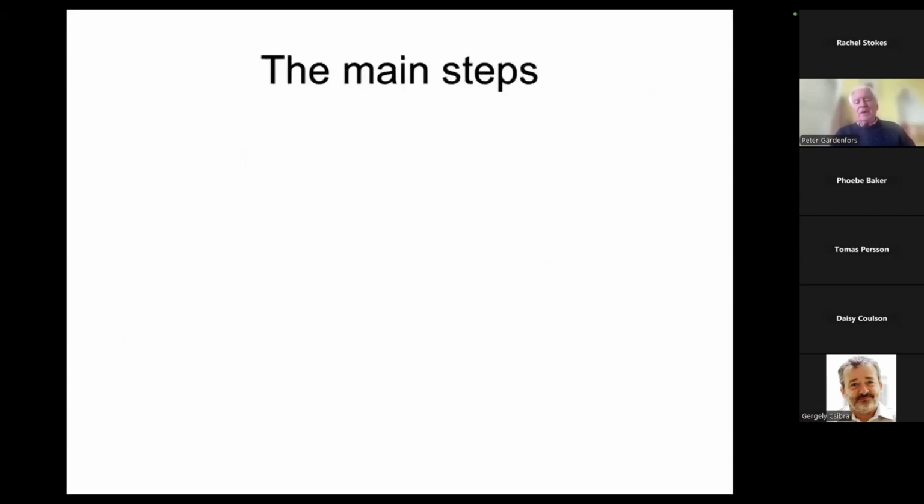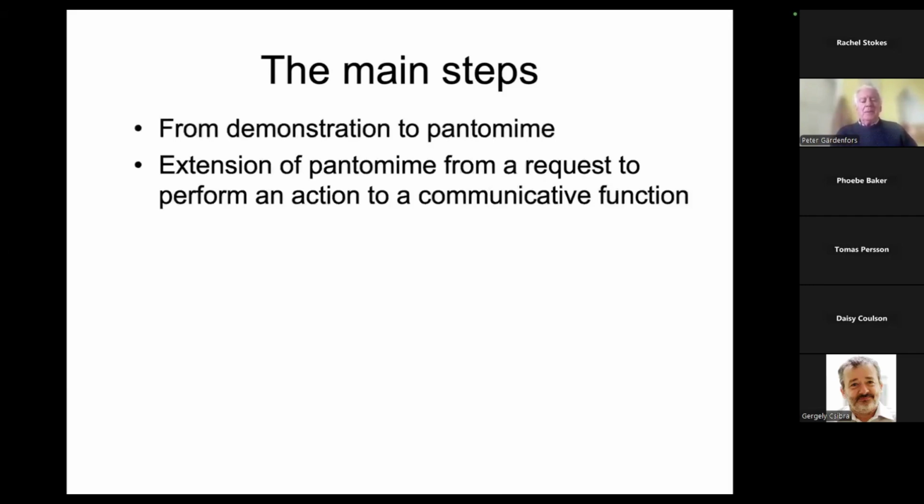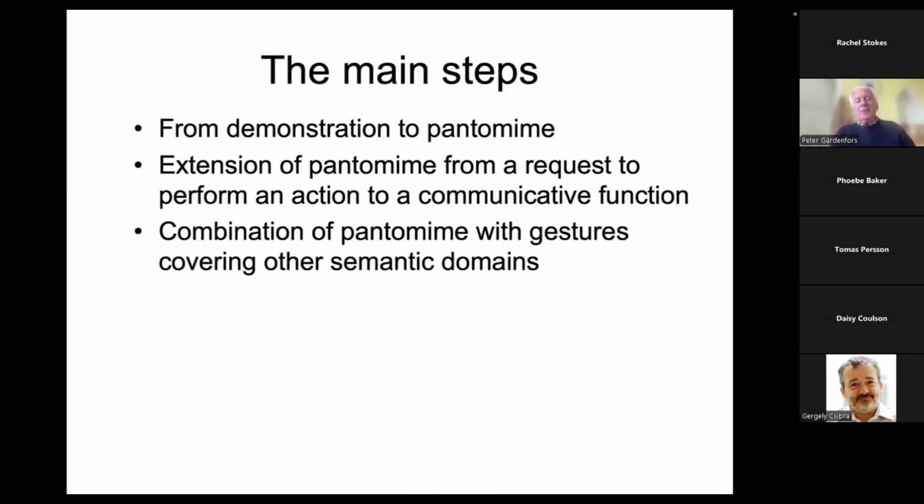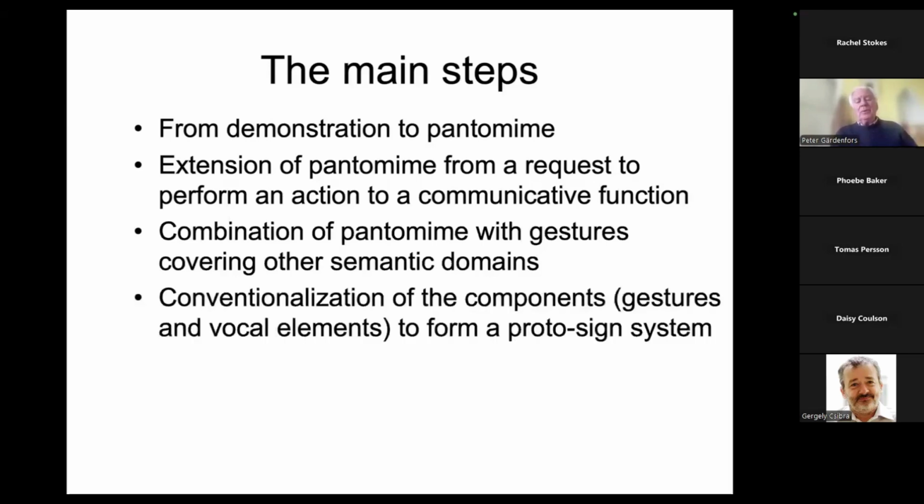Okay, that's an empirical case. Now, to sum up, I want to say something about what I see as the main steps in evolution here. So I started with demonstration to pantomime, and then we extend the pantomime from a request that is for teaching to a communicative function. That is an extension of pantomime. And then pantomime was combined with gestures and covering other semantic domains, objects and directions and properties. And then there was the conventionalization of the components, and you get some kind of proto-sign system, a generative system.